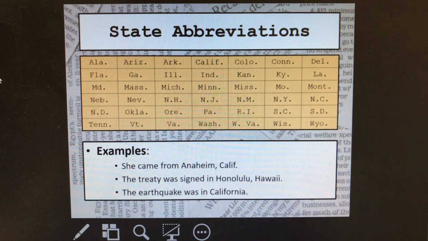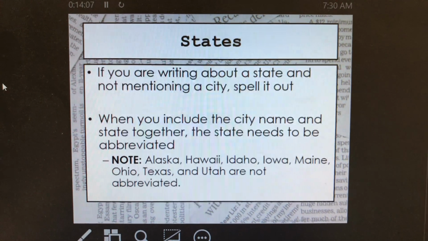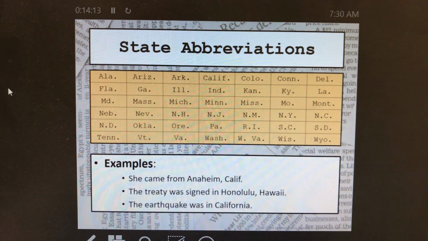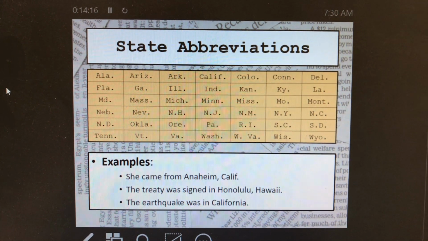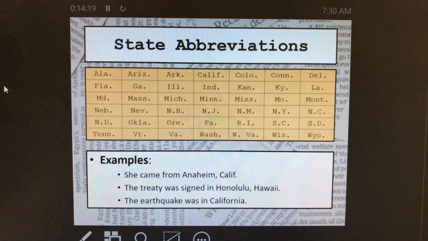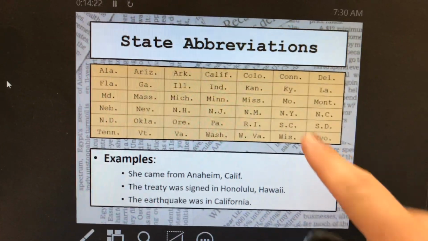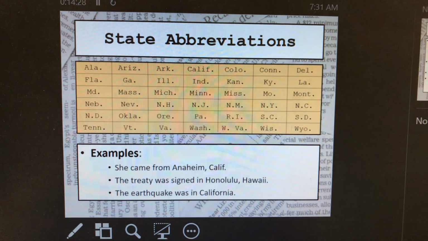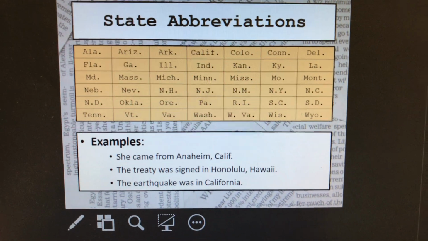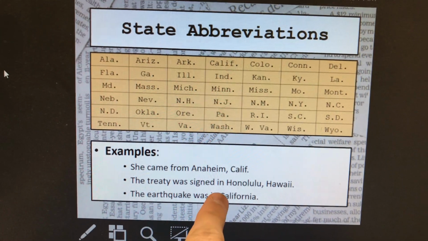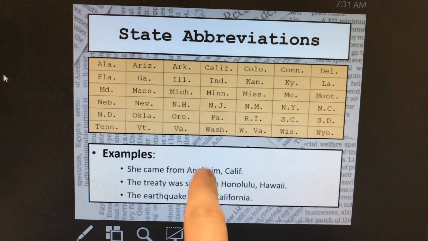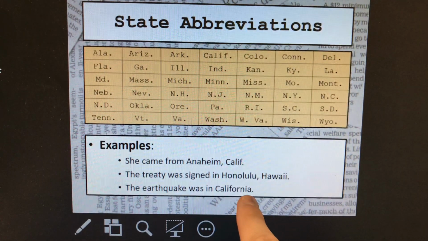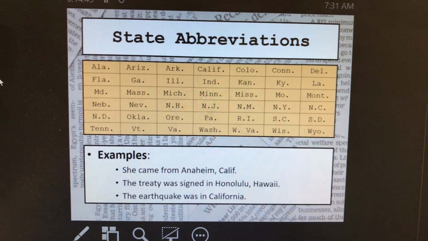The treaty was signed in Honolulu, Hawaii. However, if we go back, Hawaii is in our note that it is not abbreviated. So we always spell out Hawaii, whether it has a city or is just a state. And then finally, the earthquake was in California. Well, again, we have an abbreviation here, but we don't have one here. Why is that? Well, again, it's because in this last example sentence, we don't have a city to go with it. If you abbreviate a state, you must have the city name with it. If you don't, we always spell it out.